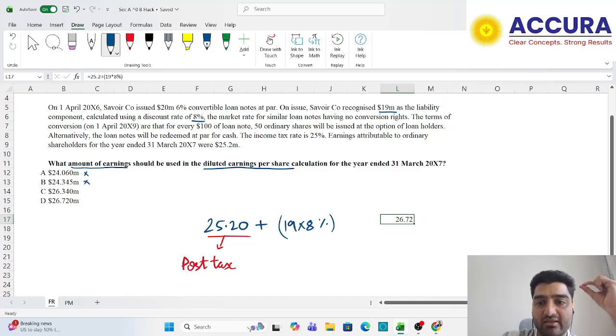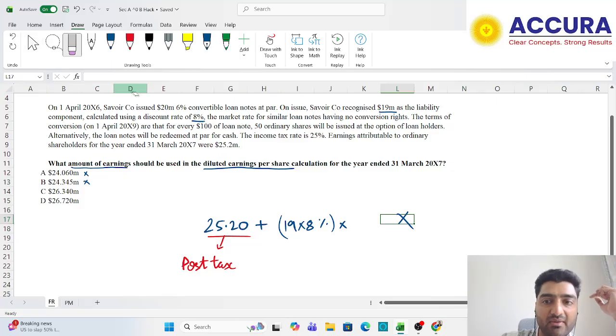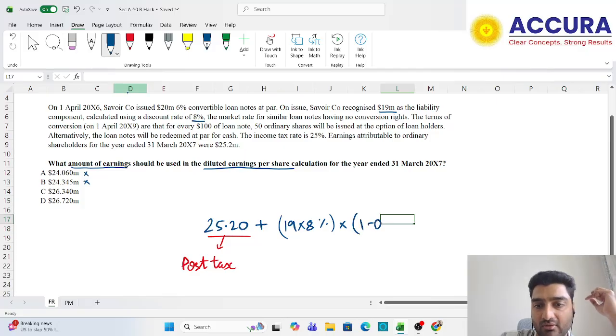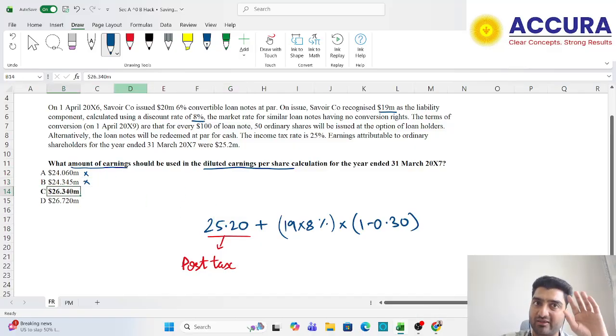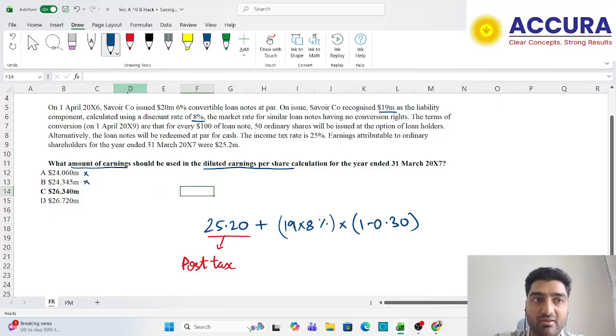That gives 26.72. Guys, this is incorrect now. I cannot add the full interest. I have to take the post-tax interest. Why post-tax? Because the earnings available with me, 25.20, is also post-tax. So without even solving it, we can directly say that the answer is option C. Now let's calculate it to verify whether the trick that we have applied is correct or incorrect.